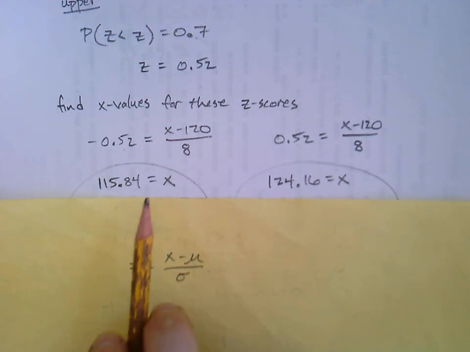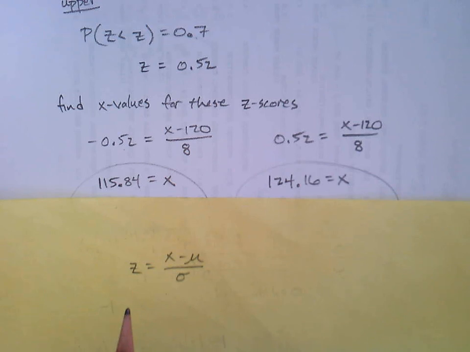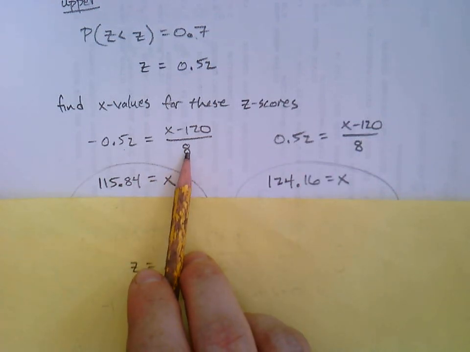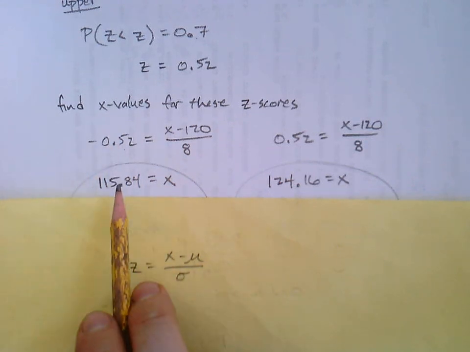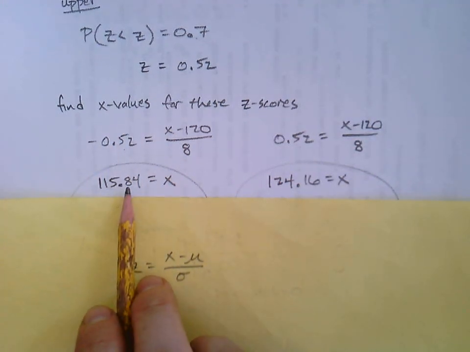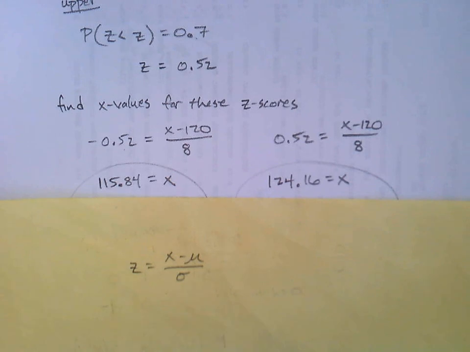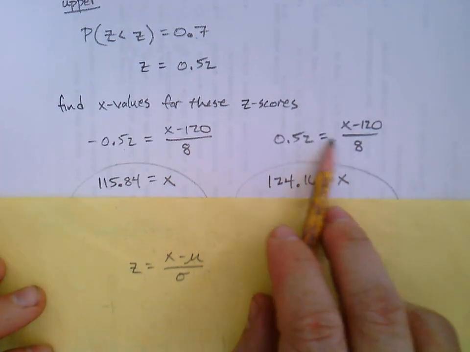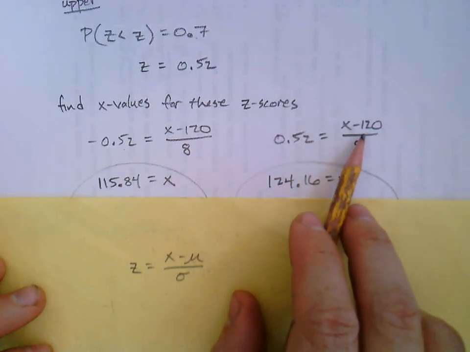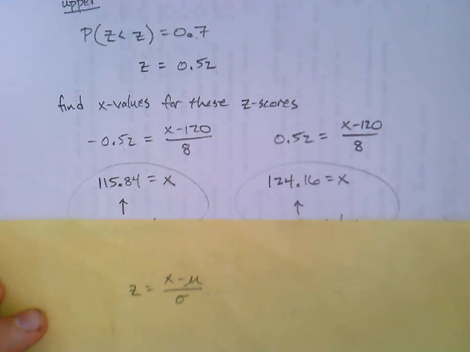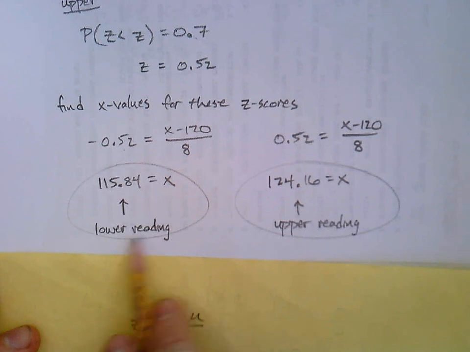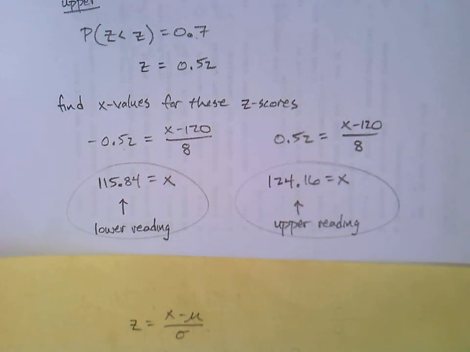I'm not showing that extra step in the middle, but what we're going to do is multiply by 8, and then add 120. And I got 115.84 equals x. Same idea over here. We're going to multiply by 8, and then add the 120, and that gives 124.16 equals x. So there's our lower reading, and there's our upper reading for the middle 40% of the data.